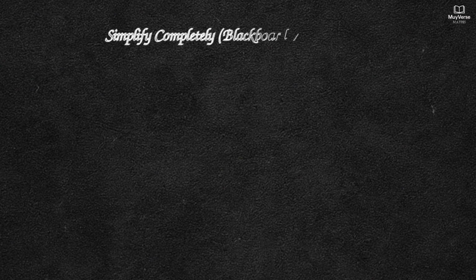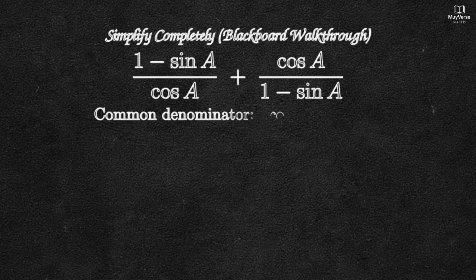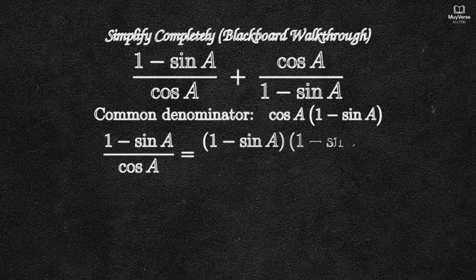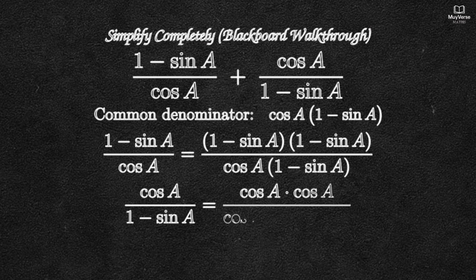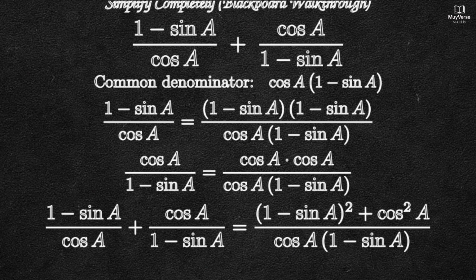In this lesson, we will simplify a trigonometric expression step by step. Step 1. Write both fractions over a common denominator. The common denominator is cos a times (1 minus sine a). Rewrite the left fraction. Now rewrite the right fraction. Finally, place them together over the common denominator.